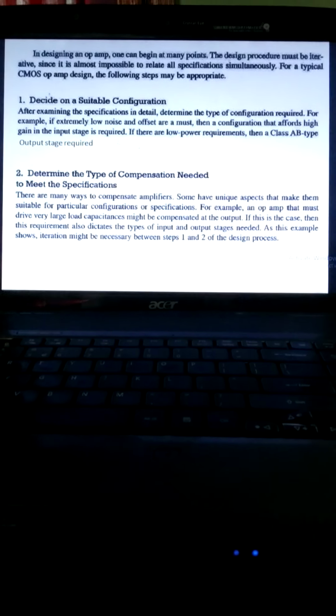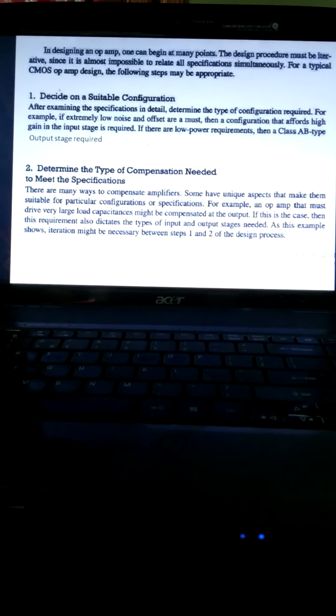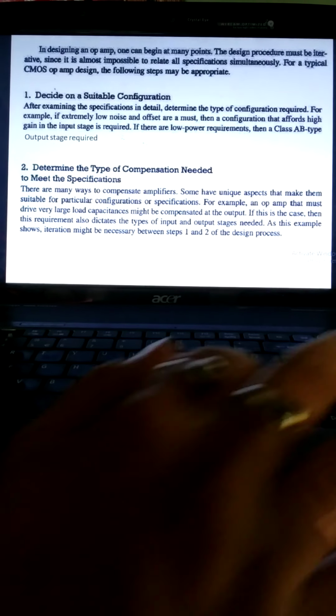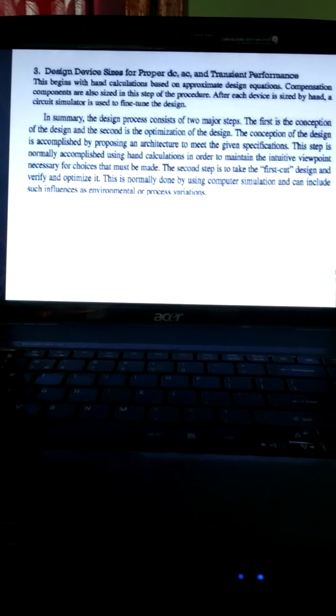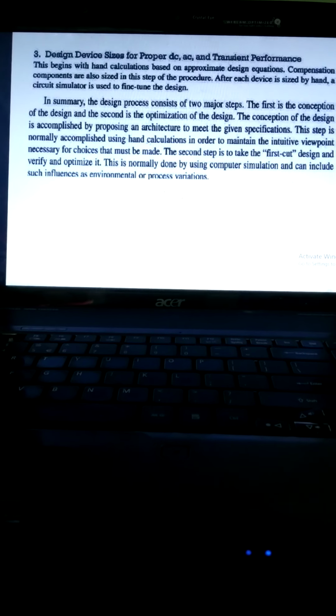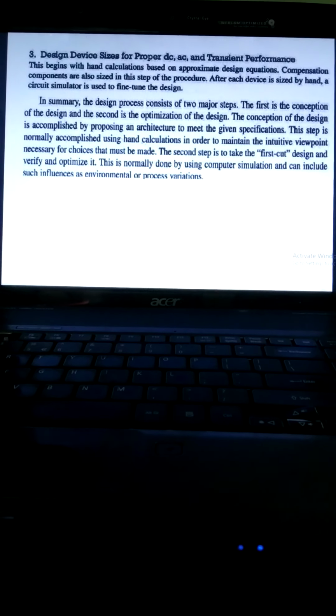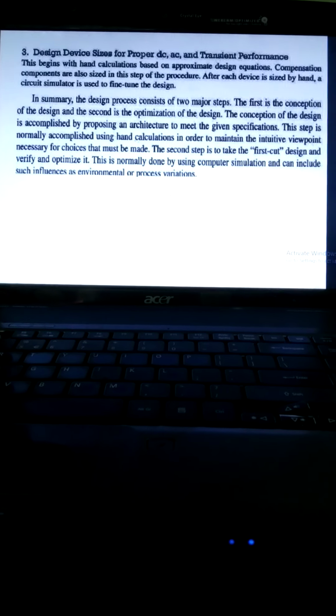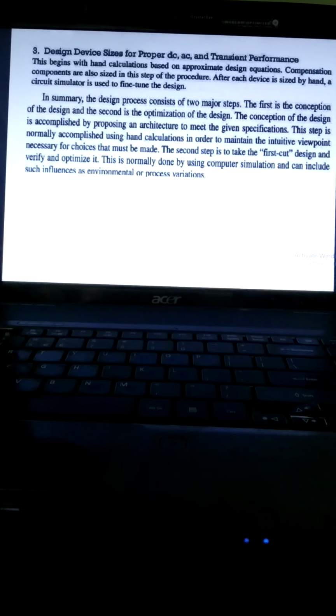Now what is the second one? Determining the compensation. That means what type of compensation the amplifier requires to meet the specification. And the third one is to design the proper devices for DC, AC and transient response. It is based on approximate design equations. Compensation components are also sized in this step of the procedure, and each device is fine-tuned with a circuit simulator.